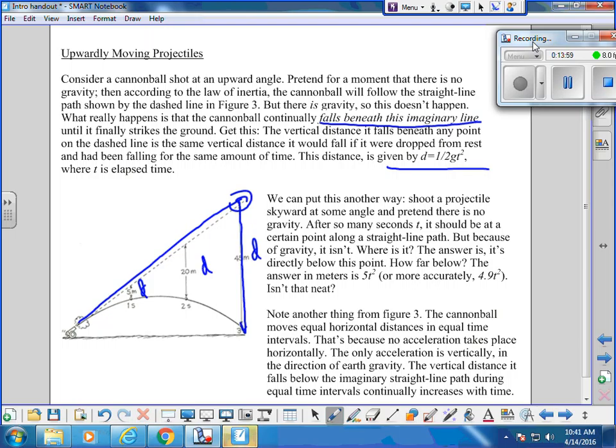And this distance is given by d = 1/2 gt². d = v_i t + 1/2 a t², where v_i is 0. The horizontal and vertical are completely independent.